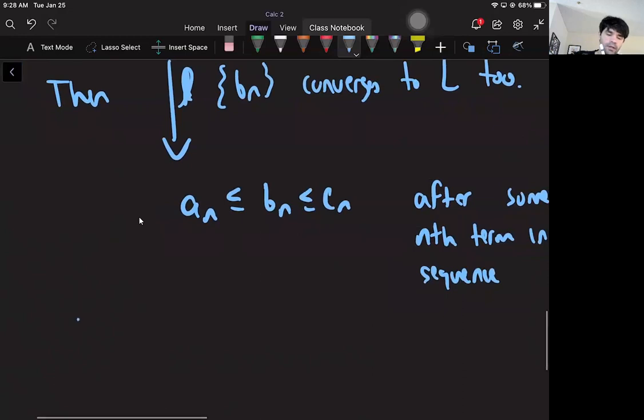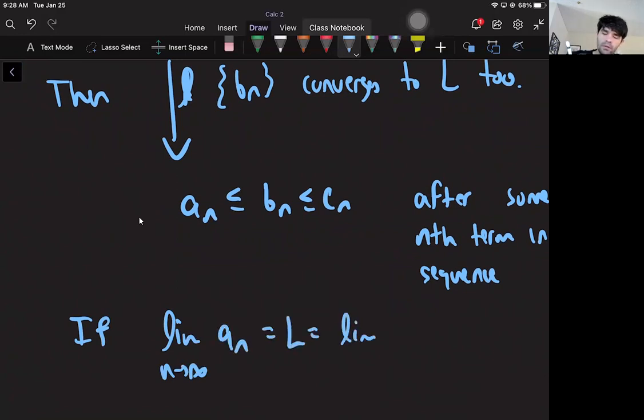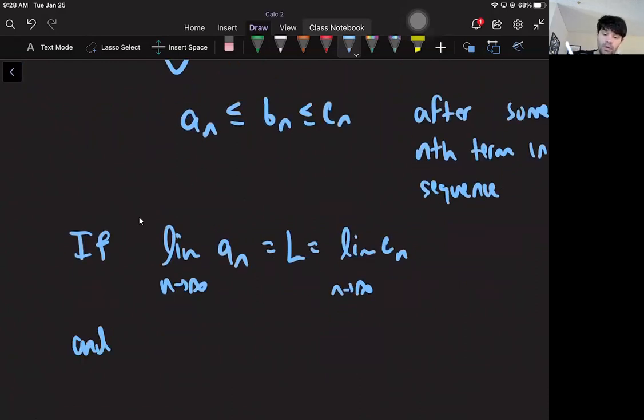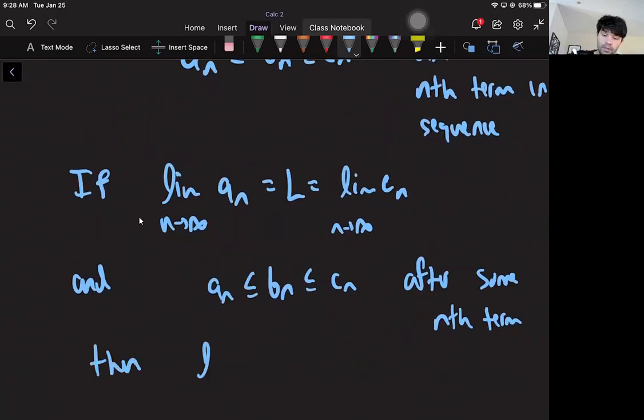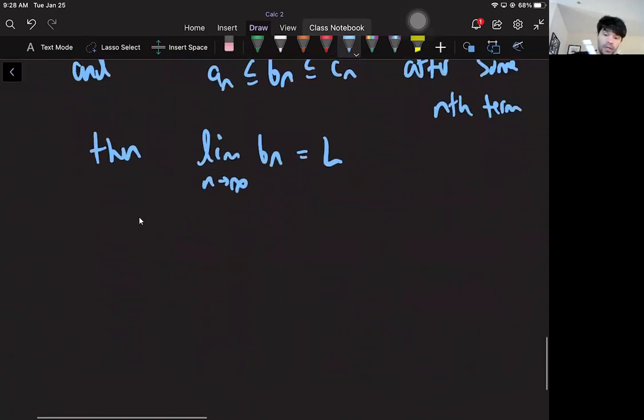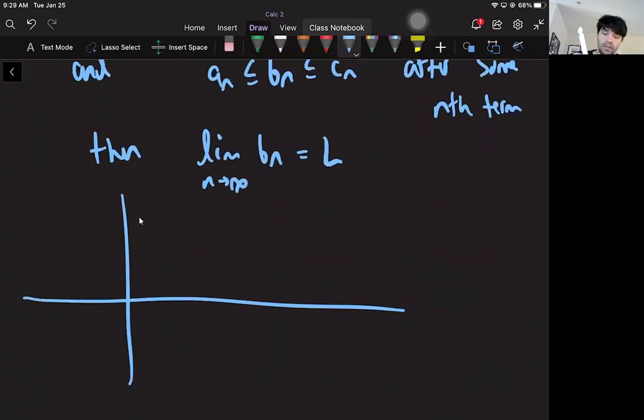the other way to say it is, if you know this limit is L and this limit is L too, and you know that Bn is between them after some point, after some nth term, then you can also say that the middle limit, the limit of the middle sequence, is also L.